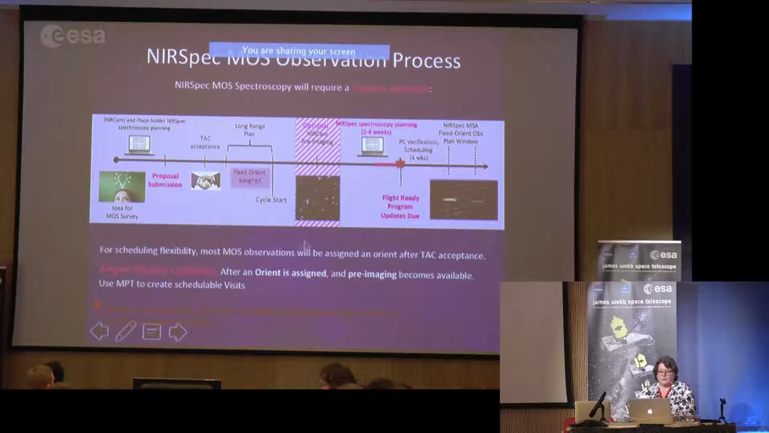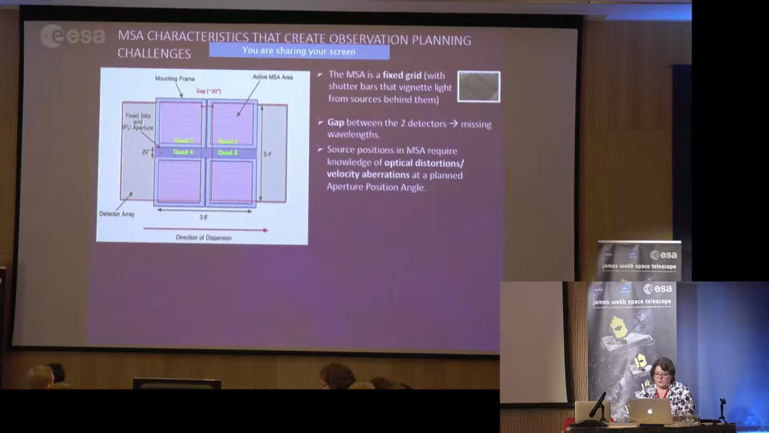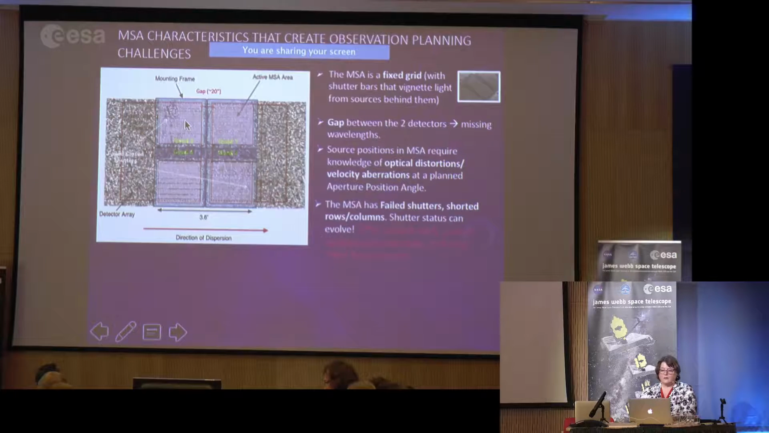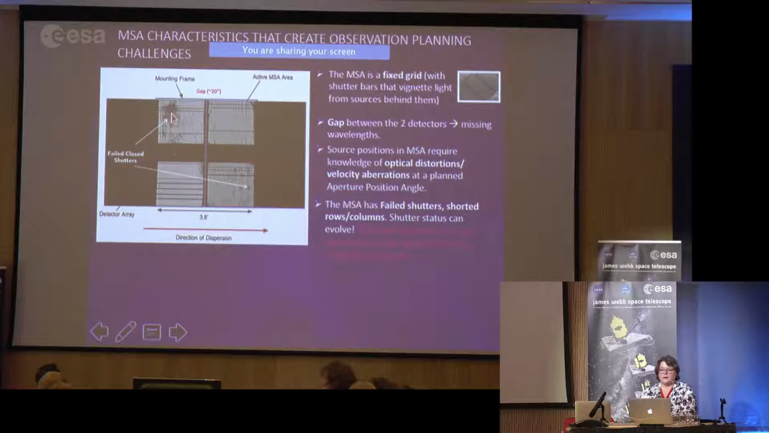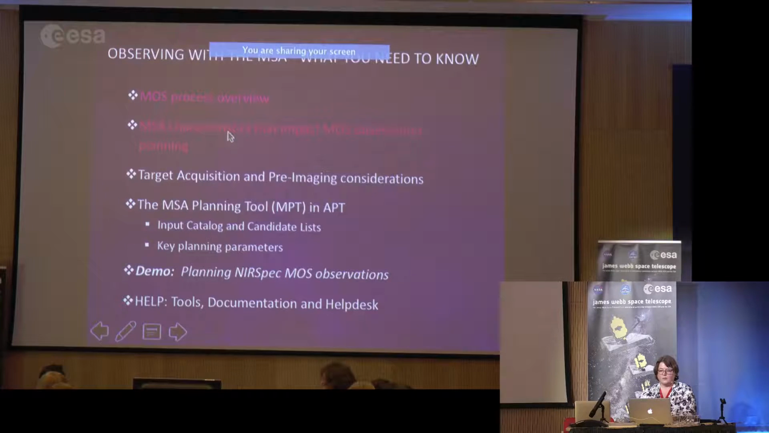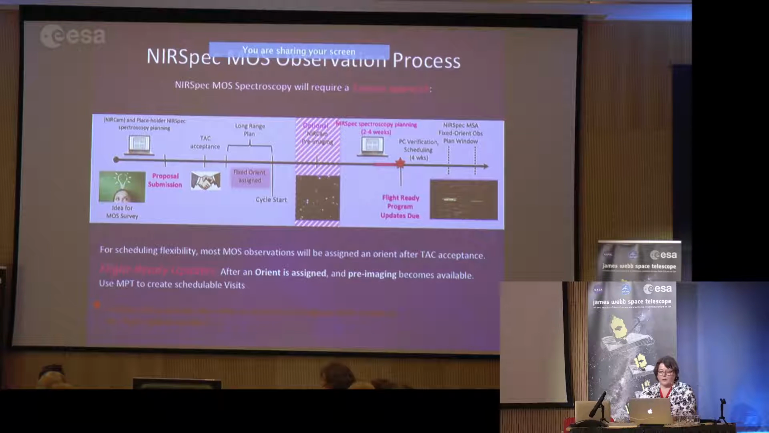So the MSA planning tool uses the shutter status information. This is one thing I wanted to say here. The MSA is built of 4 quadrants, each with about 65,000 shutters. They're independently configurable. But of course, there are failed shutters. That's what the real MSA looks like. These black areas here are failed closed shutters, for example. But I've jumped ahead, so I wanted to just give you an overview of the process first.